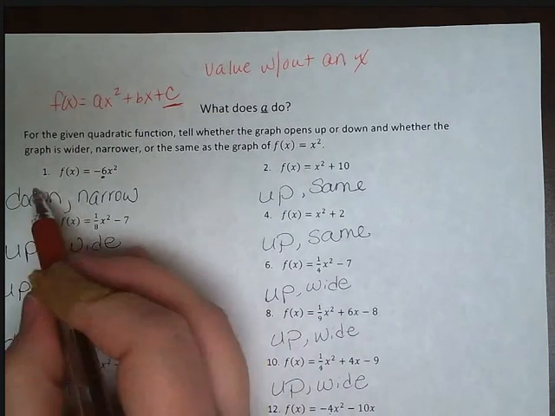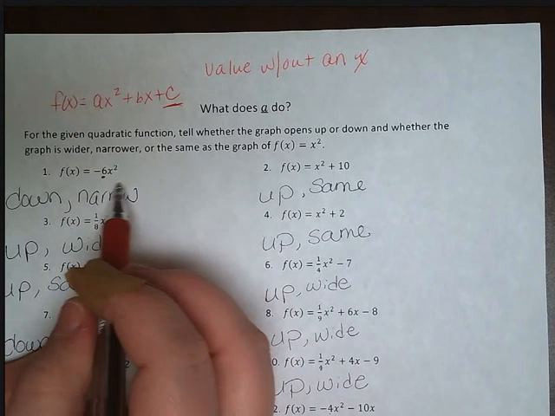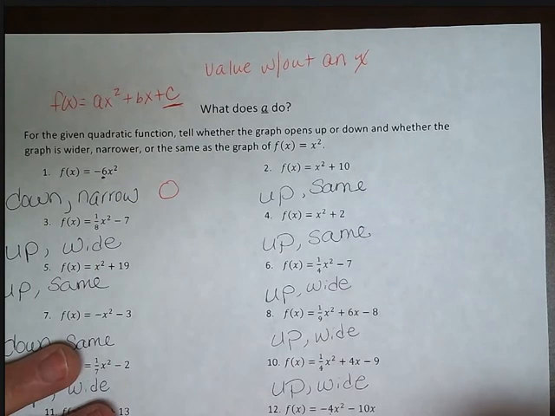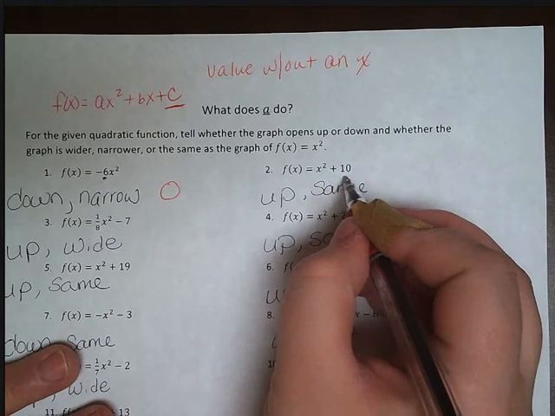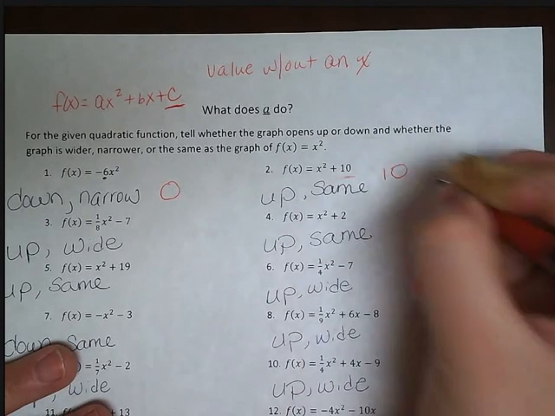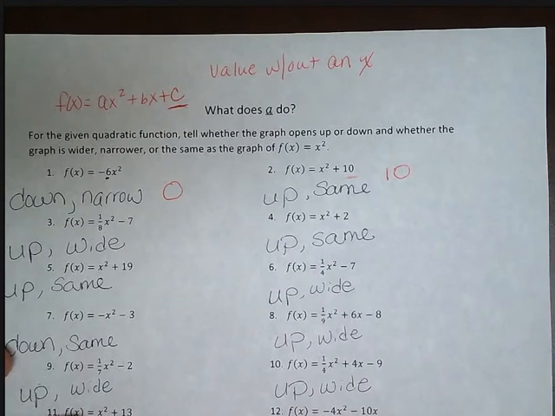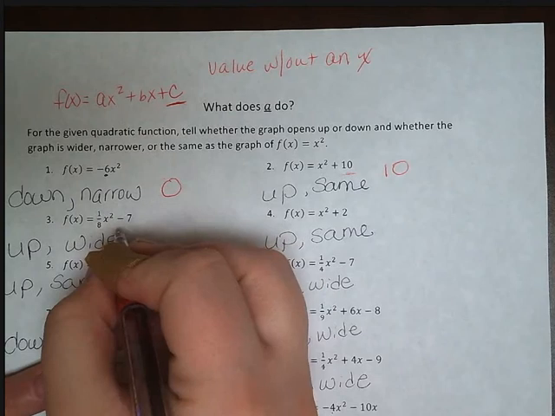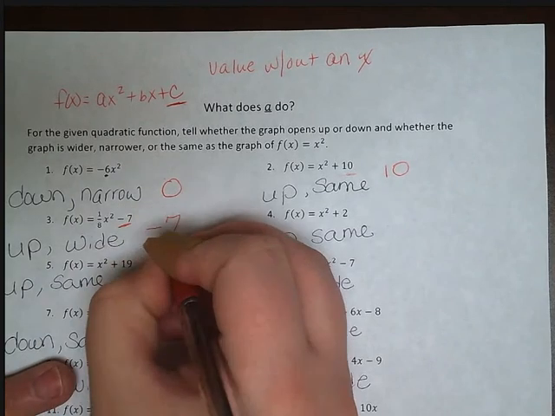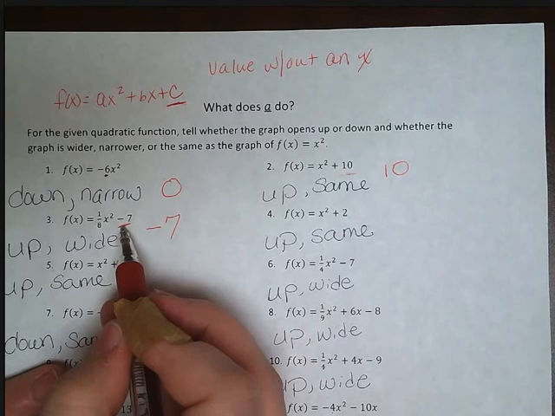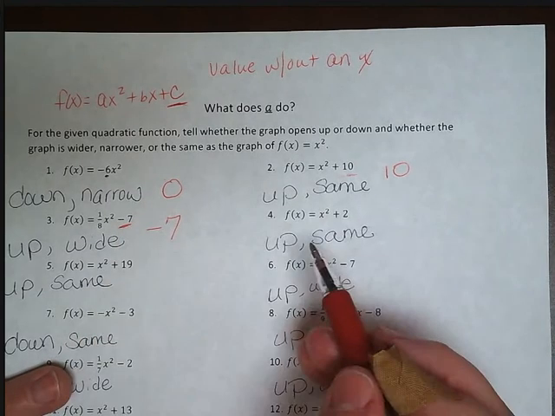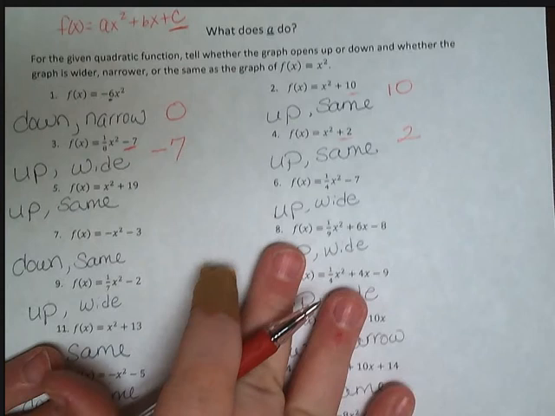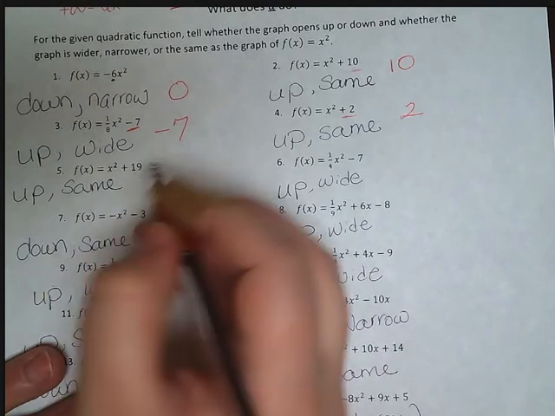On number 1, notice there is no value that does not have an x, so we would say that our y-intercept is 0. For number 2, we have a value without an x, it's a 10, so our y-intercept is 10. And remember, y-intercept stands for where your graph crosses the y-axis. Number 3, your y-intercept is a -7. Make sure you realize it is a -7 and not a +7. Number 4, your y-intercept is a +2. Number 5, your y-intercept is a +19.